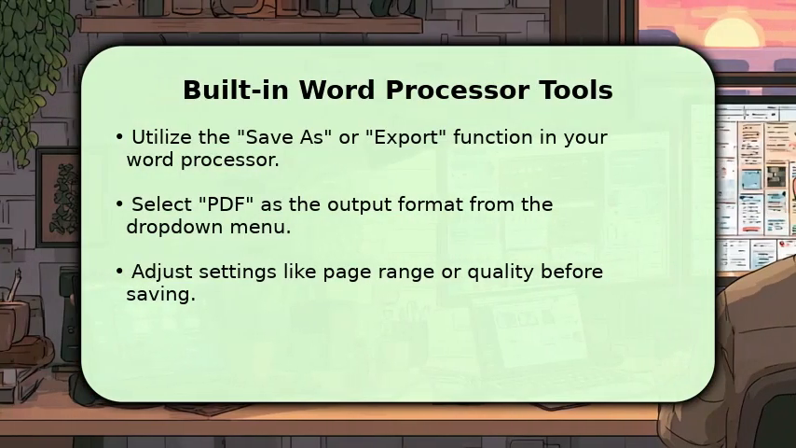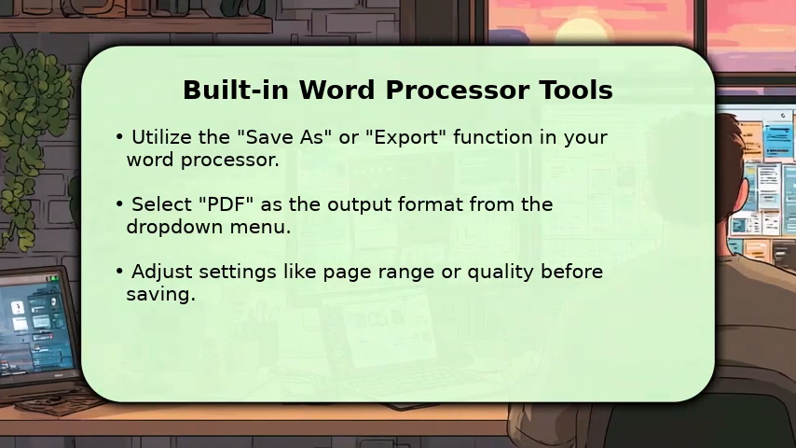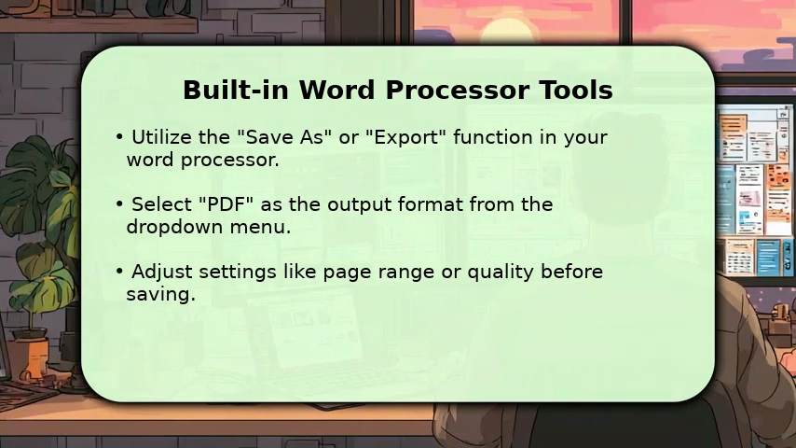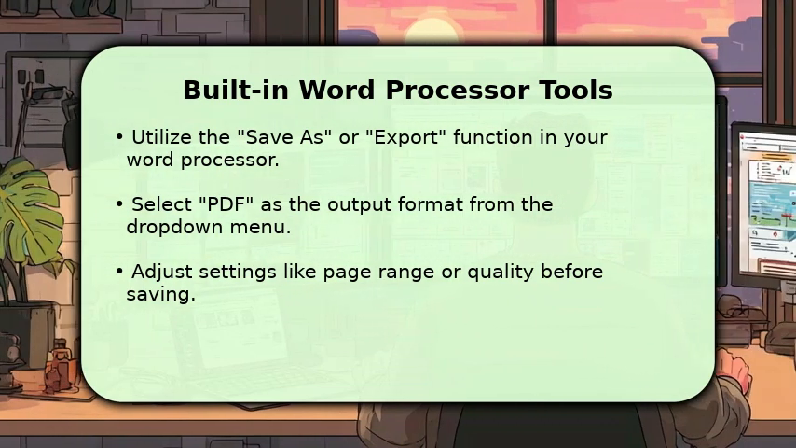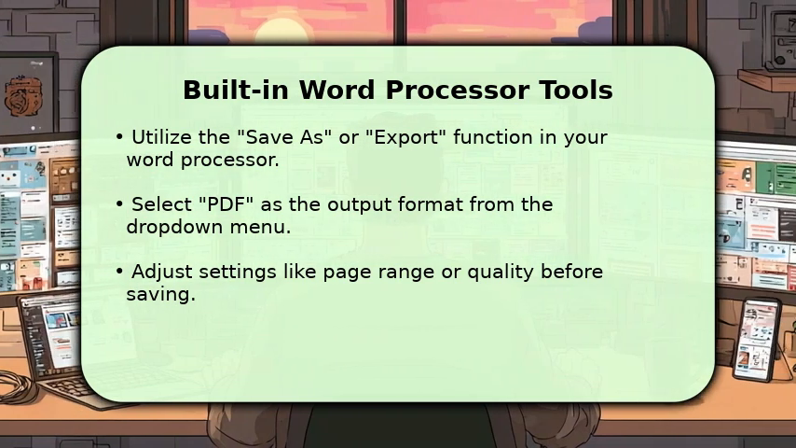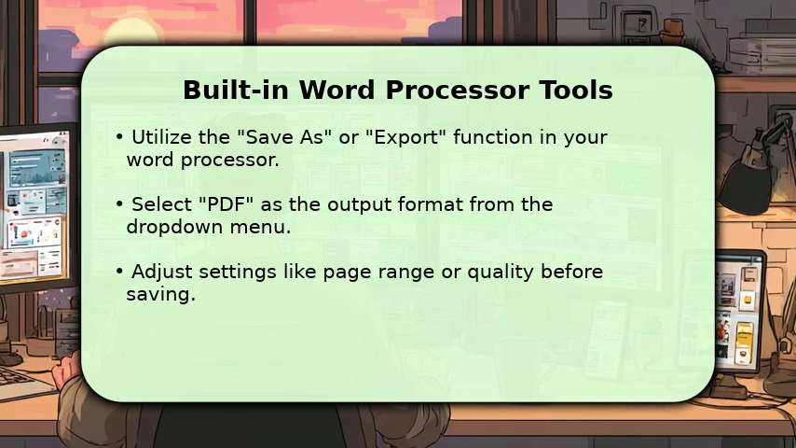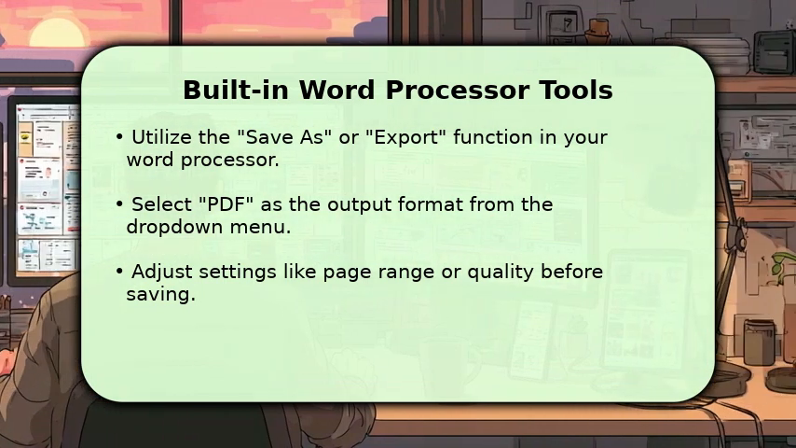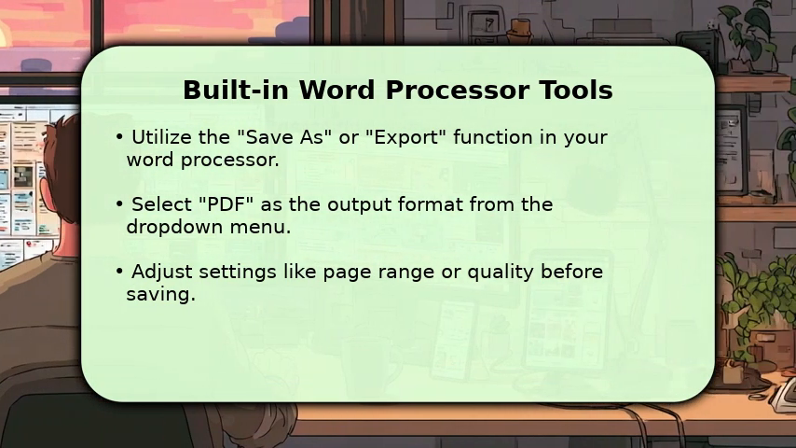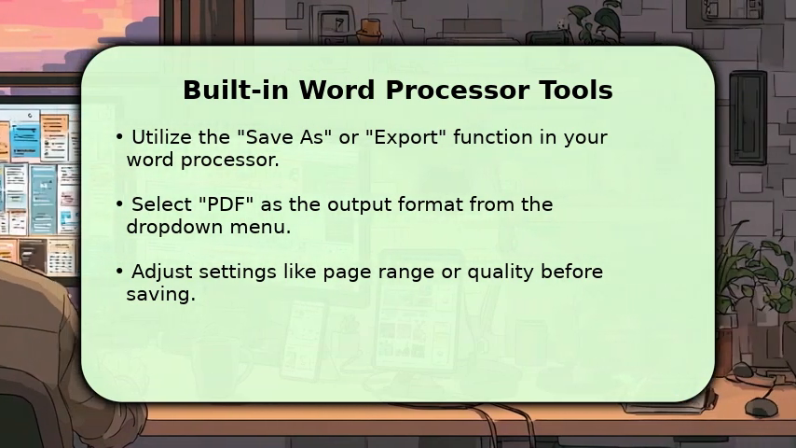Many word processors, such as Microsoft Word or Google Docs, offer direct PDF conversion. Simply open your document, navigate to the File menu, and choose Save As or Export. From the Format options, select PDF. You might find additional settings to customize your output, like specifying a page range or adjusting image quality, ensuring your final PDF meets your exact needs with just a few clicks.